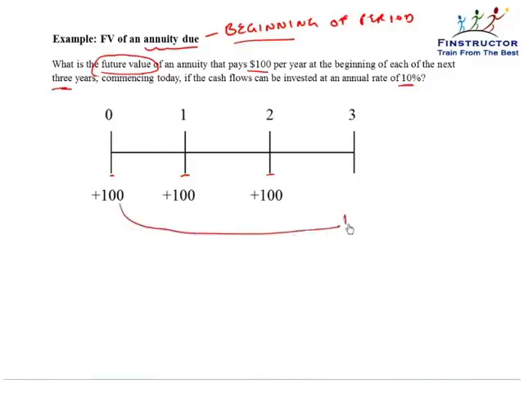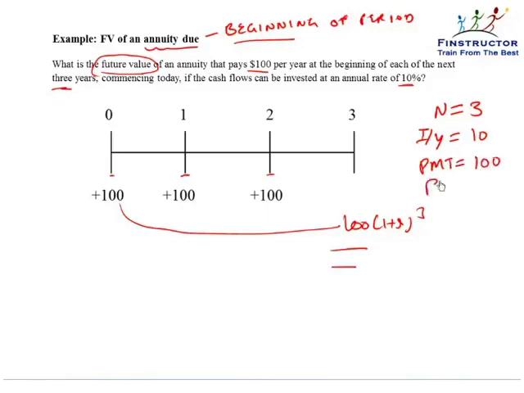I'm sure all of us understand now how we would do it conceptually. So the first cash flow gets invested for 3 years, second one for 2 years, third one for 1 year, so on and so forth. But the question is how do we solve this on the calculator using the TVM sheet? So if I enter N as equal to 3, I enter I/Y as 10, I enter PMT as 100, PV as 0, and I compute FV, will I get the right answer?